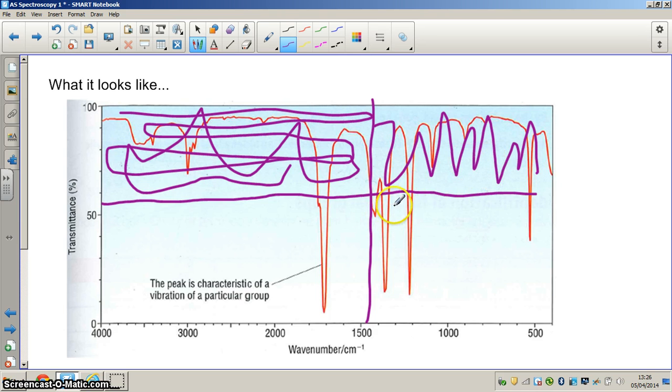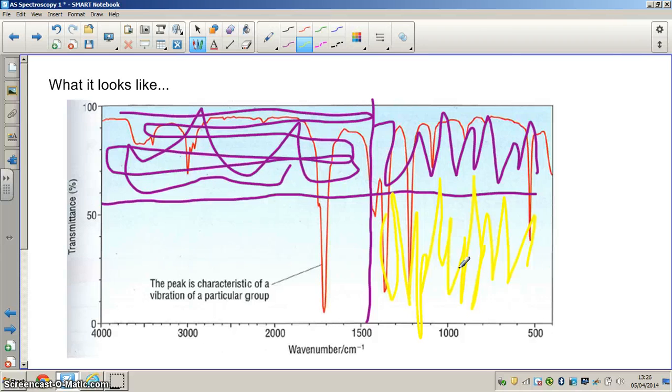Now this section here, let's grab a different colour pen, let's get yellow. This section here is called the fingerprint region, and as far as A level is concerned, you are not interested in anything in this region here. That's a pattern of the carbon-carbon absorptions in the molecule, and it can be used as a fingerprint through computer analysis to identify the structure of the molecule. But for all intents and purposes, it's of no use to us.